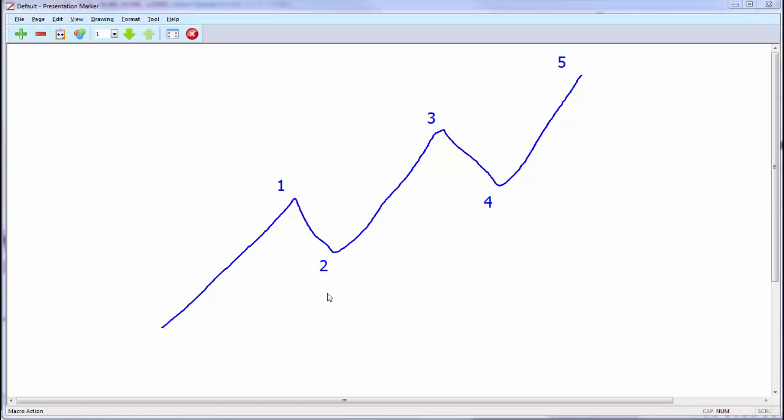All right, we're going to start off here. Here is a typical impulse wave cycle of an Elliott wave. There's 5 waves. You've got 3 motive waves, 1, 3, and 5, and 2 corrective waves, wave 2 and wave 4. So we're going to focus on wave 2 and wave 4. And typically when you look at wave 2, that has a tendency to be the deepest and sharpest, and wave 4 has a tendency to be a sideways type thing.